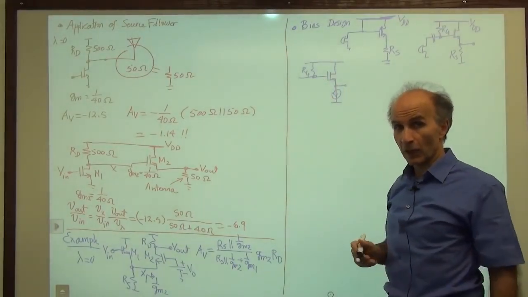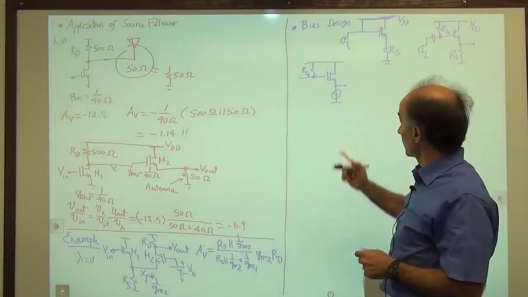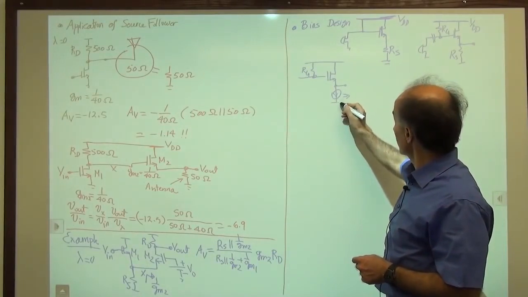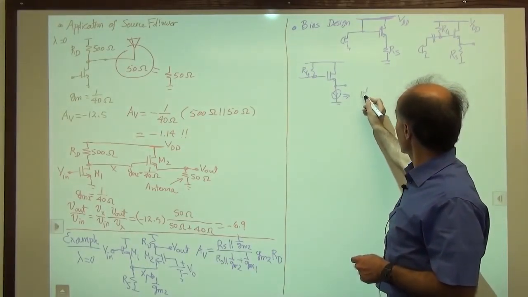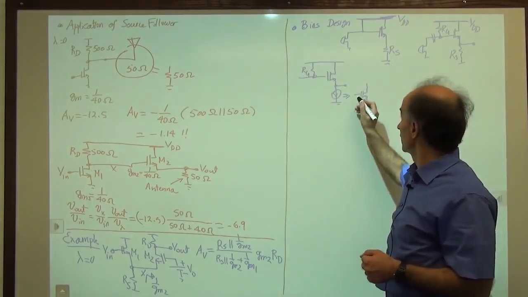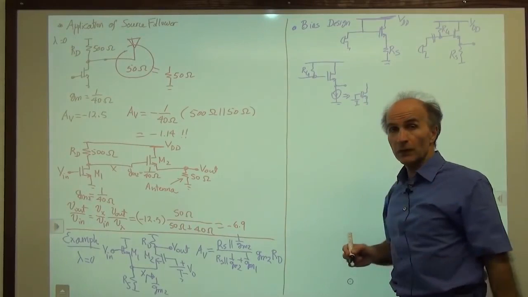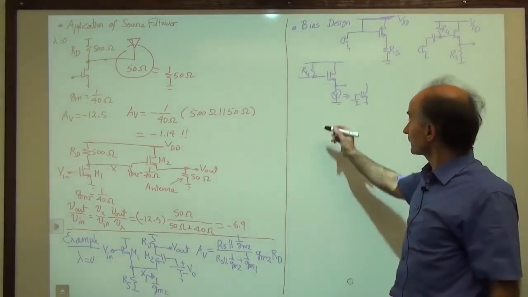If you remember, you want RS to be much greater than 1 over GM. And this current source can be realized, as you know, as a single MOSFET, right? So that would be the way we build that current source. But in this course, we don't worry about that too much.